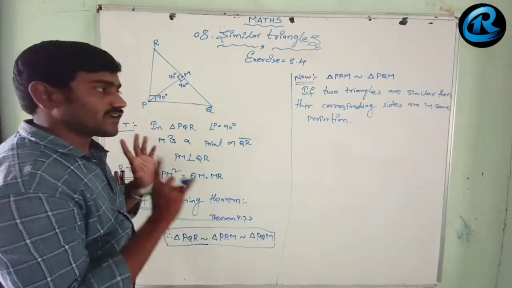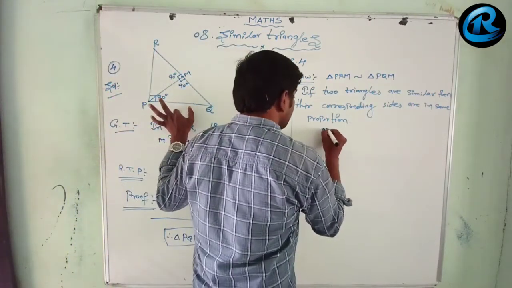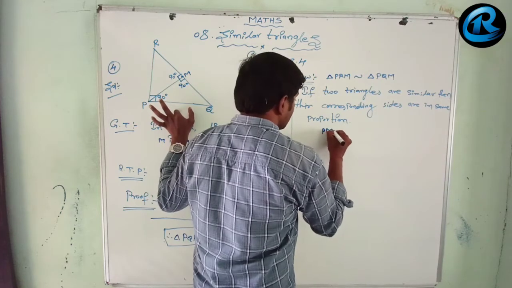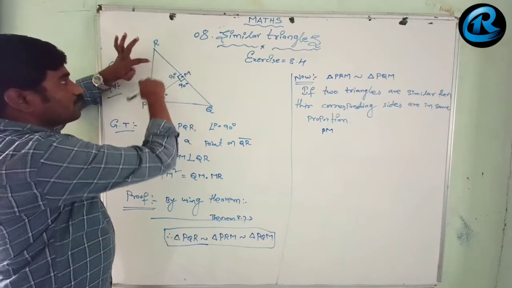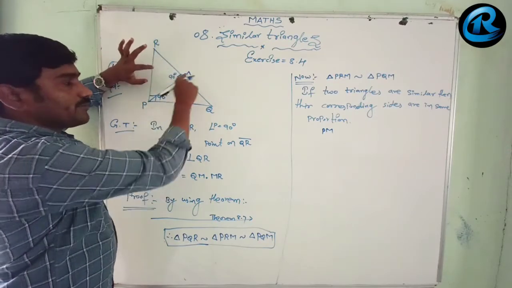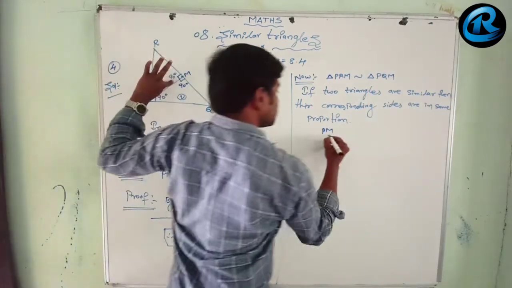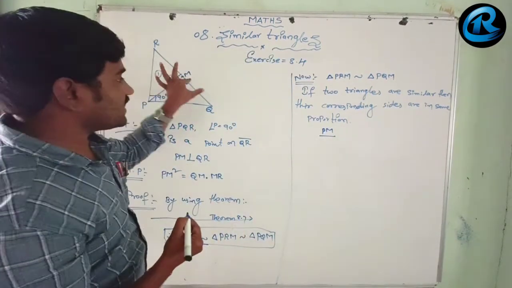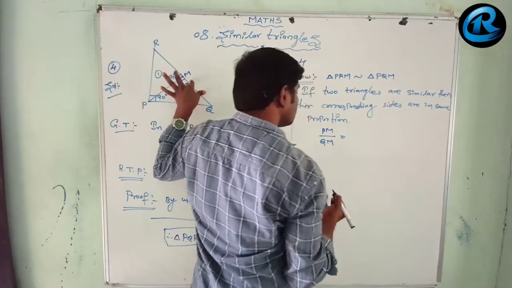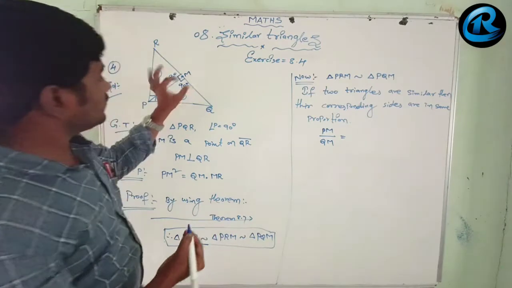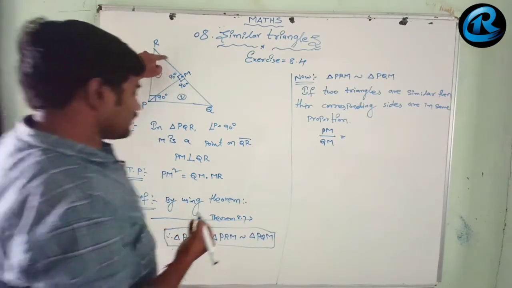So let us write what the corresponding sides are. Very simple. I will write the corresponding sides. You will see now. First we will take the PRM triangle, then the PQM triangle. First triangle and second triangle. Here PM is a corresponding side. PM's corresponding side is QM. That is equal to, next, of this triangle we will take here MR.